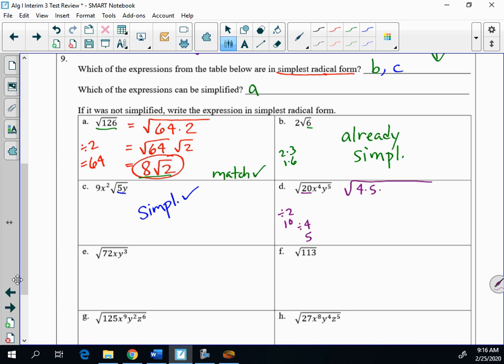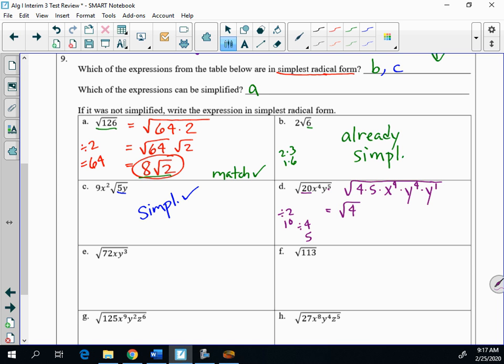Now, my x to the 4th, that's already divisible by 2, so let's leave that alone. The y to the 5th, we drop it down 1 to 4, because that will make it divisible by 2, and then we leave the other one here. So now let's separate them.